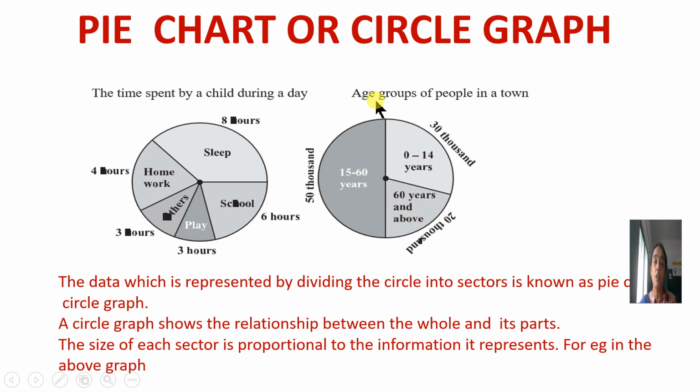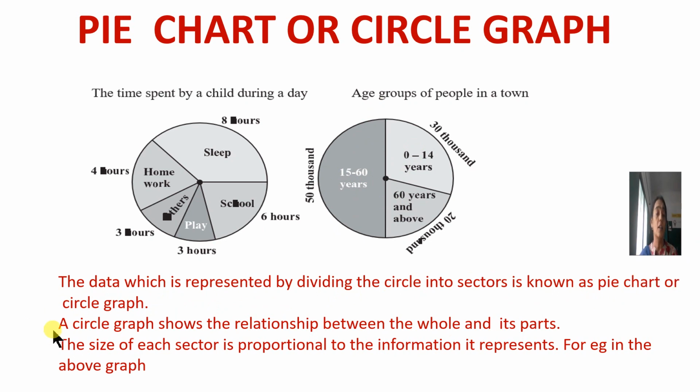So the whole circle represents the total number of people, and these are the parts. That means from 15 to 60 years, 50,000 people. So this is a sector. This is one part, another part, and the third part. So let's see the definition. The data which is represented by dividing the circle into sectors is known as a pie chart or a circle graph.